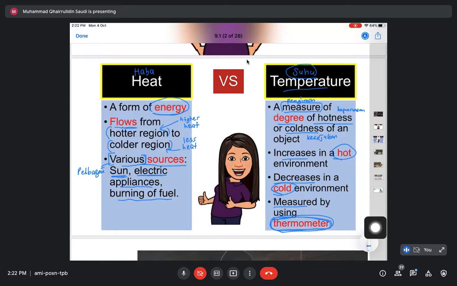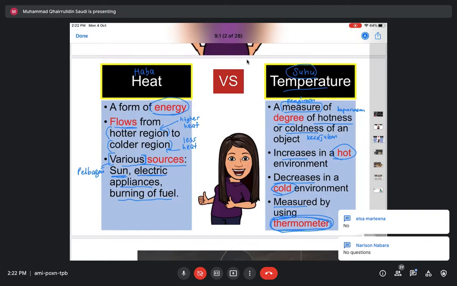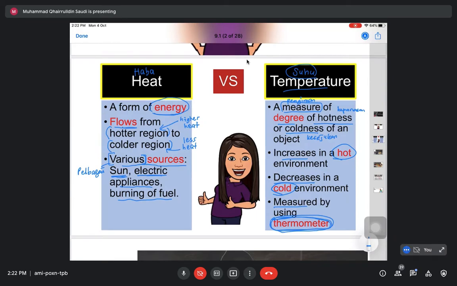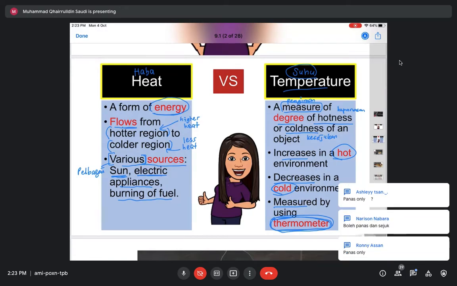So from this slide, can you see the differences between heat and temperature? Yes, good. Do you got any question? No. If there are no questions, I want to ask you a question. Kan tadi ada kawan awak cakap, heat tu panas. So I want to ask you, heat ni related to panas ataupun sejuk, ataupun heat ni boleh panas dan sejuk? Siapa boleh jawab? Panas only.